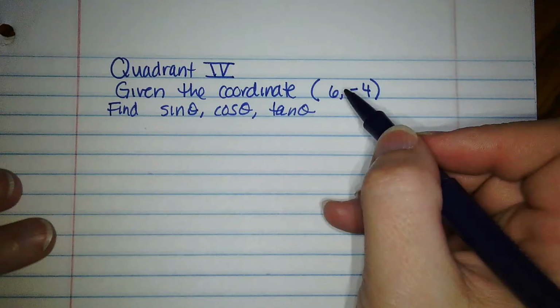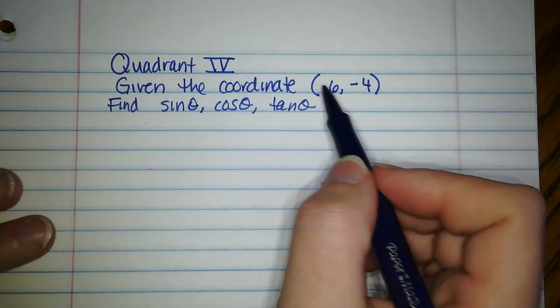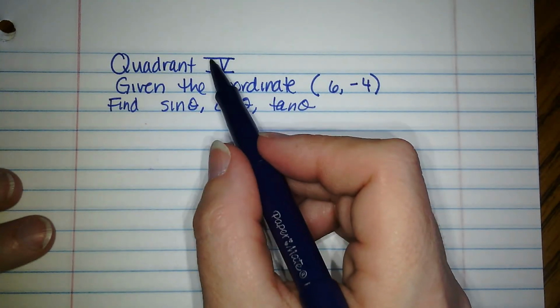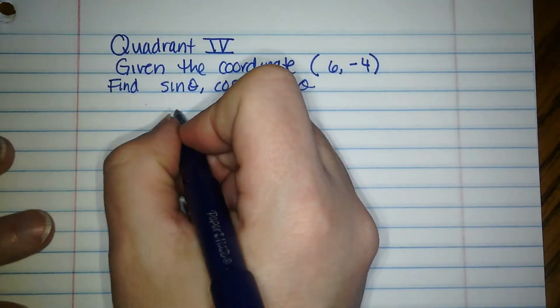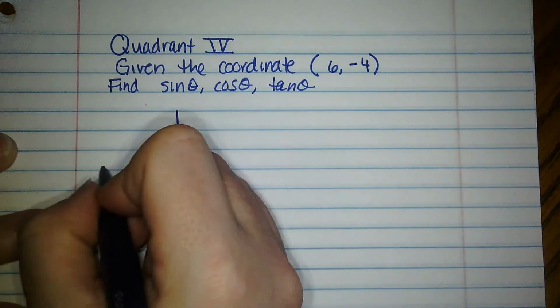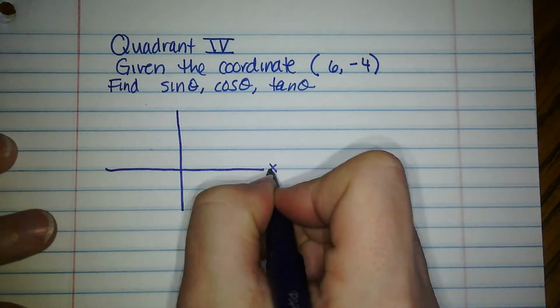Okay, we're on our last quadrant, quadrant 4. Notice the Roman numeral is an IV. Make sure that you're writing that correctly. We're going to plot 6, -4. Here's our coordinate plane with X and Y.